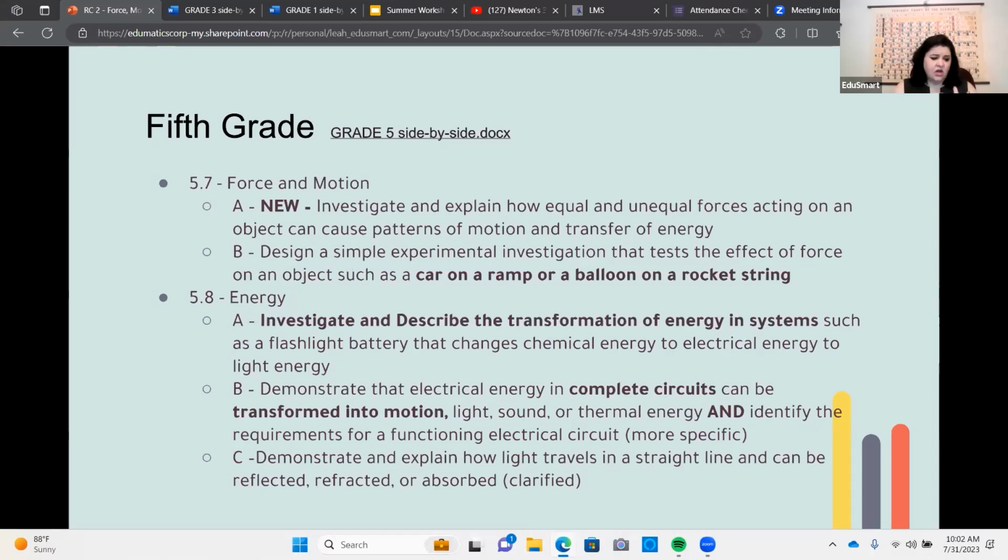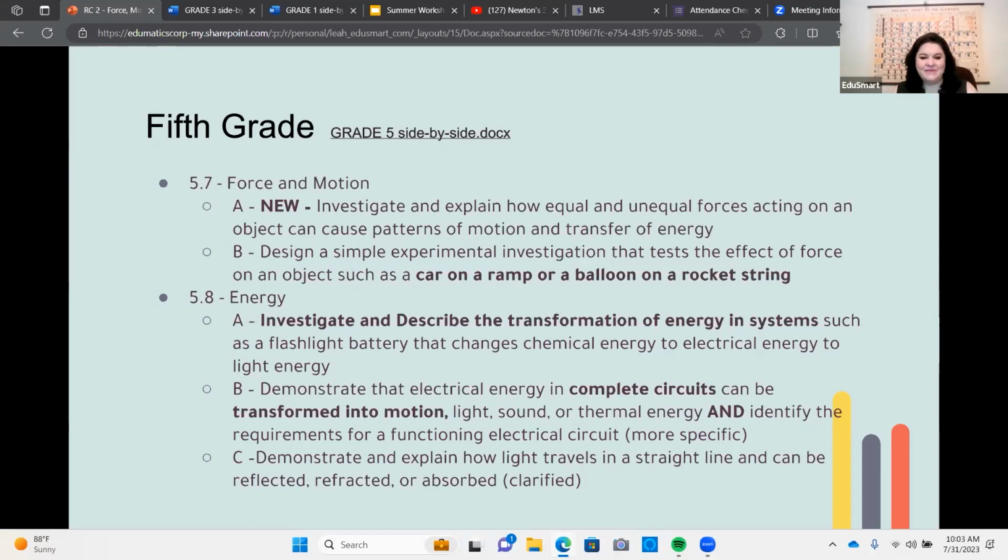electric circuit works, what an open circuit is compared to a closed circuit, why a circuit wouldn't work because it's open, not closed, or whatever that might look like, and then how you can transform it into all of those different forms of energy. And then we're also going to add in reflection, refraction, and absorbed energy. So this is really just clarified. It cleaned up the standard a lot.